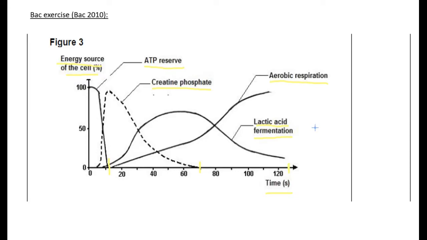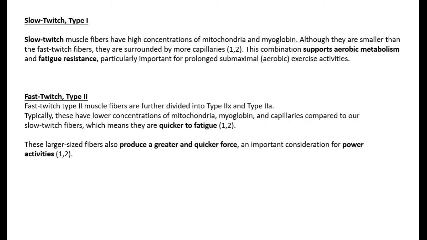On the long term, for long activities which last more than 2 minutes, aerobic respiration will be the main metabolic pathway which will be used. This slide is for you to have a quick recap of the characteristics of the different types of muscle fibers. So the slow twitch, they are for long activities. They will do aerobic respiration. So type 1s is what marathon runners will be using.